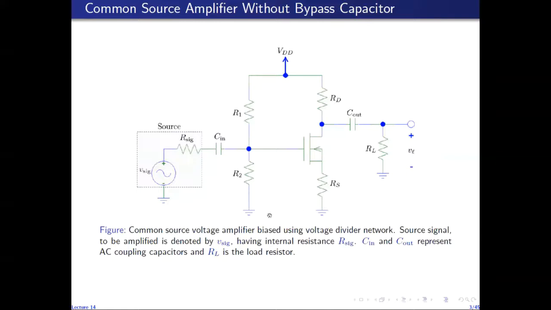So this is the full circuit for common source amplifier without bypass capacitor, in which Vsig is the source signal to be amplified. Rsig models the internal resistance of Vsig. Cin is a coupling capacitor which blocks the DC currents and voltages and avoids the interaction of these DC currents and voltages with the source signal. Cout is another coupling capacitor which blocks the DC component of the drain current and drain voltage and prevents them from appearing at the output, and RL is the load resistance.